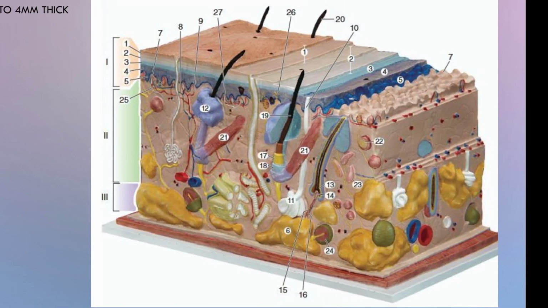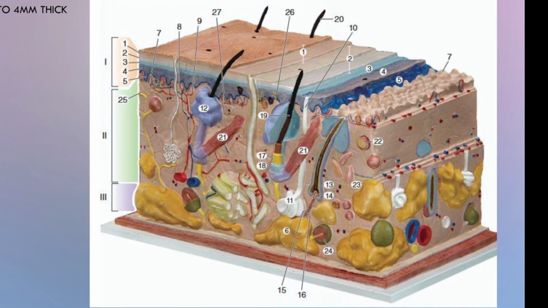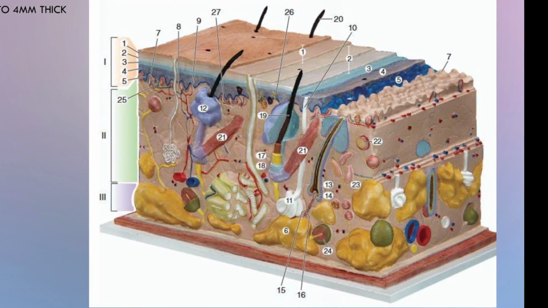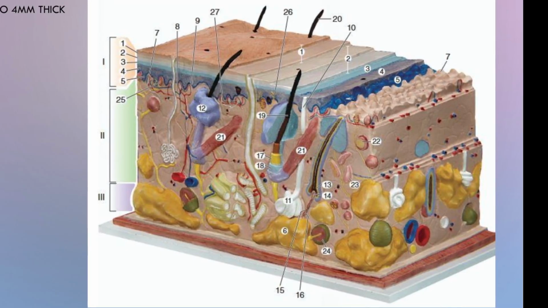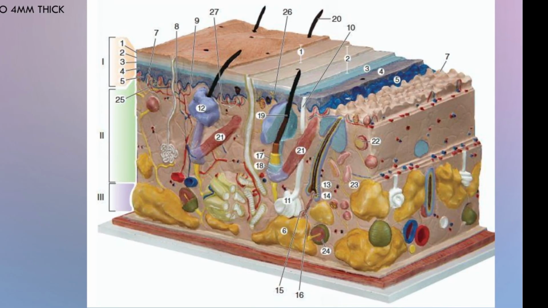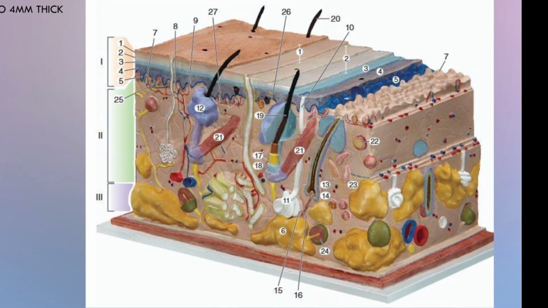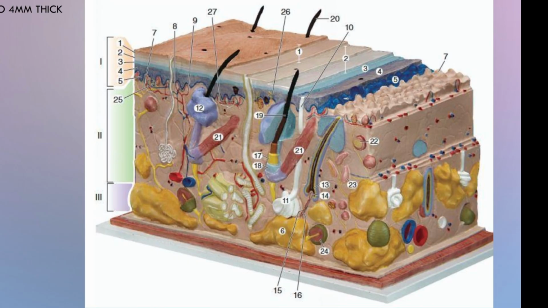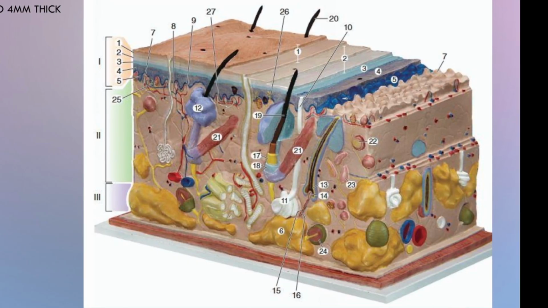Number 17, you have the external root sheath. And so that's going to be the area that has the epithelial structure surrounding the hair. Number 18 is the internal root sheath. So also epithelial, and it's going to be located closer to the hair itself. And 19 is the root of the hair. So the portion of the hair located below the skin surface where it anchors there.